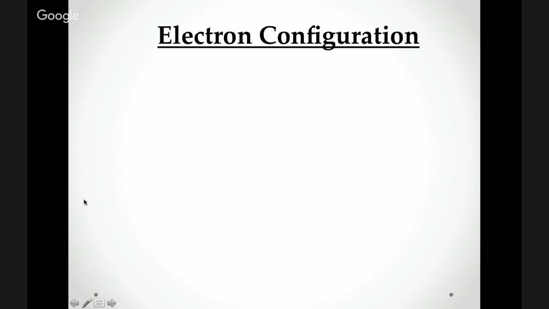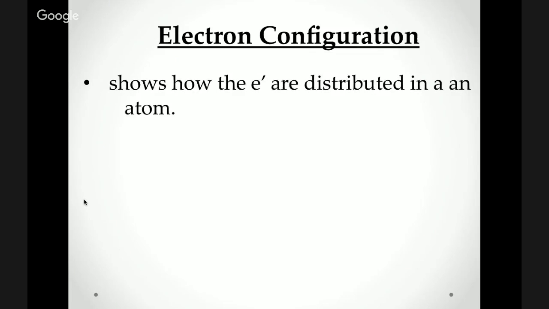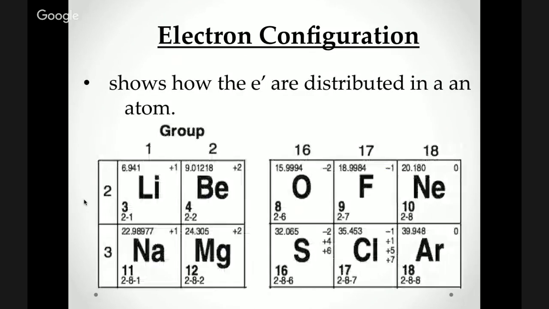Let's talk about electron configuration, basically showing us how the electrons are distributed in an atom. And if we look at this, here's some samples from your reference table. Notice we have groups 1 and 2 and 16 through 18. And this sequence of numbers at the bottom of the box for each one of these elements indicates the electron configuration. So for lithium, we know with the first shell, we have 2 electrons, and then in the second shell, we have 1 electron. We can see something like chlorine, we have 2 electrons in the first shell, 8 in the second, and 7 in the third shell.